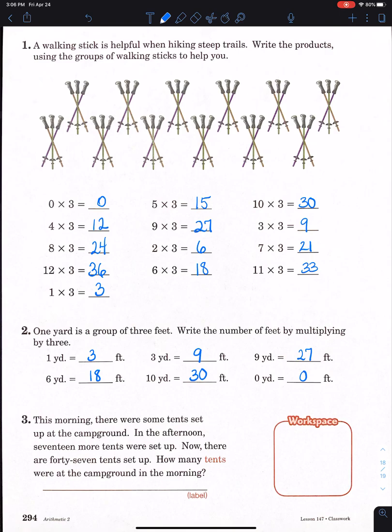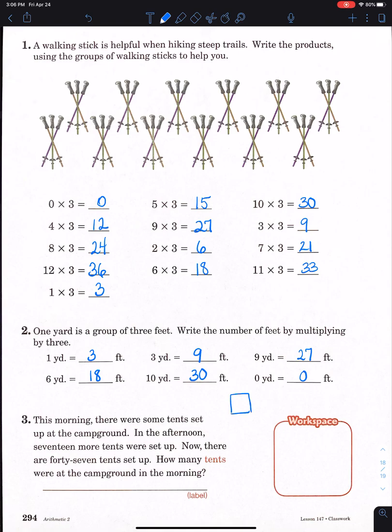Number 3, this morning there were some tents set up at the campground. In the afternoon, 17 more tents were set up. Now there are 47 tents set up. How many tents were at the campground in the morning? These are getting more challenging, guys, but I know you can do it. All right. We know that there were some tents set up. So we're going to try to figure out how many. We're going to put a box to represent the missing number.